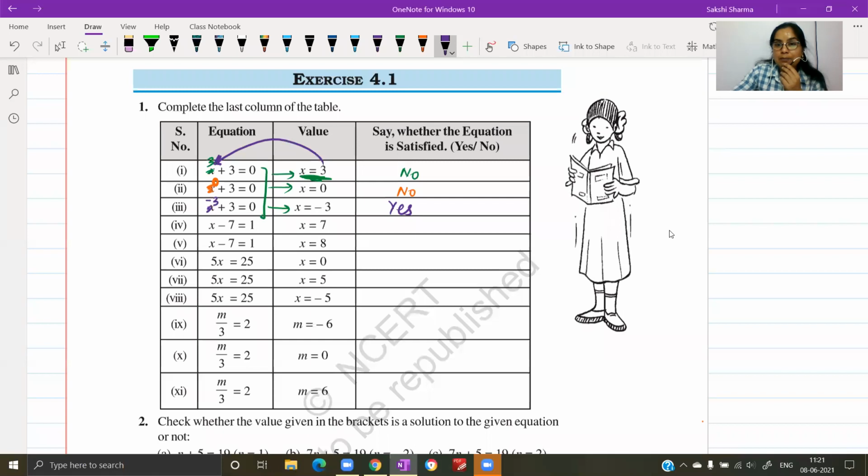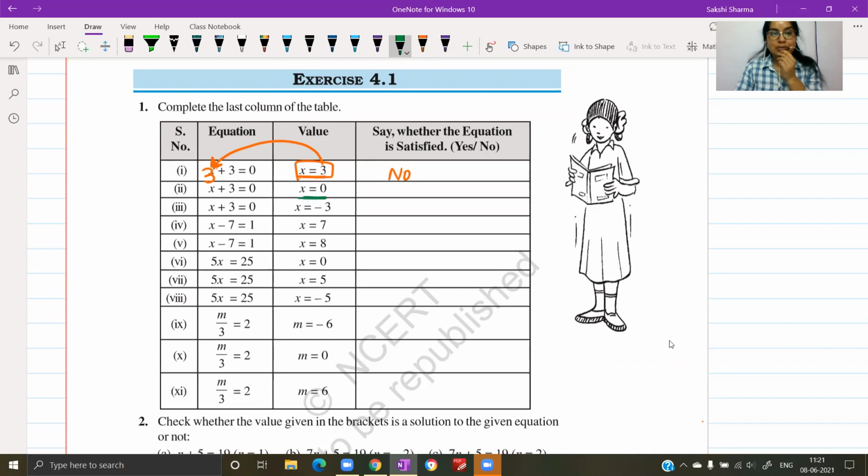Once again, आपकी जो equation है, let's take a look. Everyone, pay attention. Equation is x plus 3 equals to 0. The value is x equals to 3. I'm going to use this here. यहाँ पे आ जाएगा 3. 3 plus 3 equals to 0. Is it correct? This is wrong.